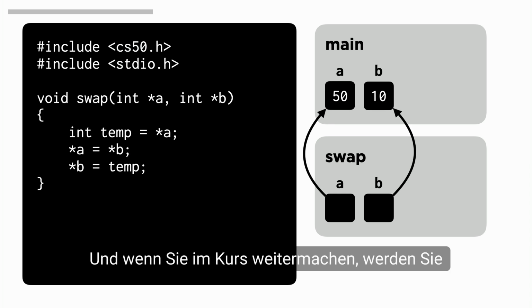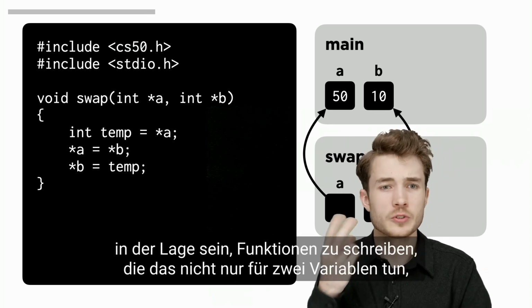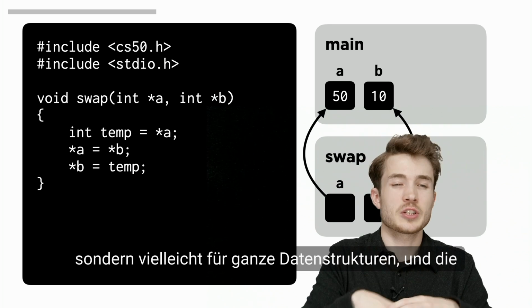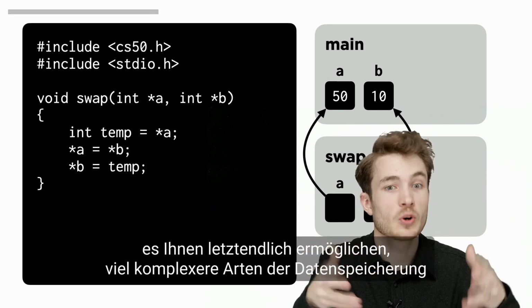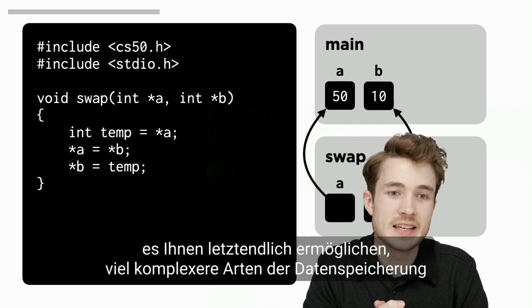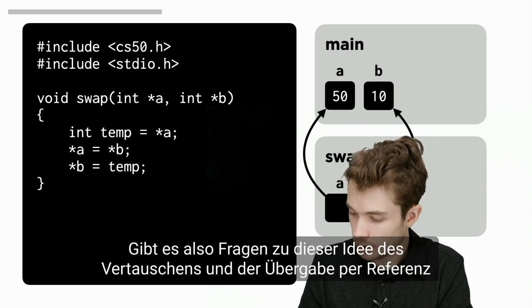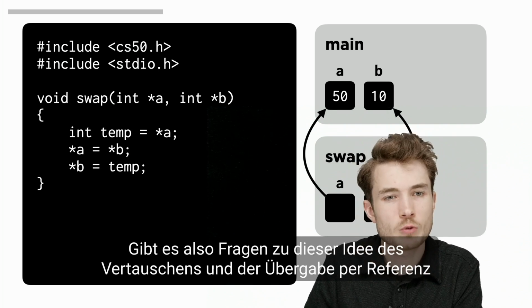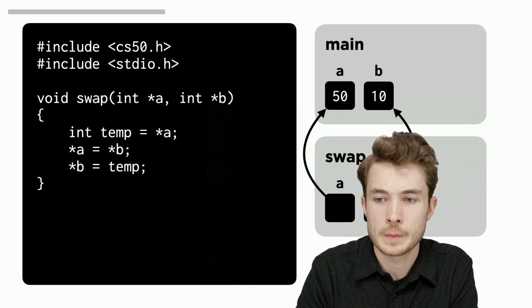And so as you go on in the course, you'll be able to write functions that do this not just for two variables, perhaps for entire data structures, and that allow you to ultimately build up much more complex ways of storing data in your programs. So questions then on this idea of swapping and passing by reference and passing by copy?